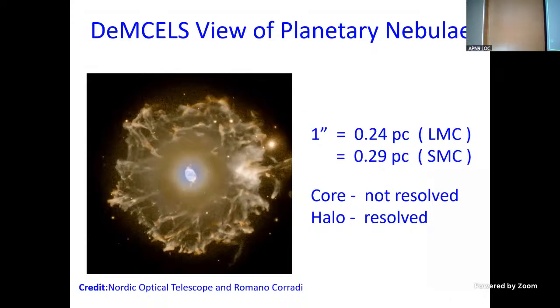Okay, now we come to the main topic: a look at the planetary nebulae. First I give you a tiny tutorial. For the Large Magellanic Cloud, 1 arcsecond is equal to 0.24 parsec. For the Small Magellanic Cloud it is 0.29 parsec. So at this kind of resolution, the PN core will not be resolved, but the halo can be resolved. Okay.